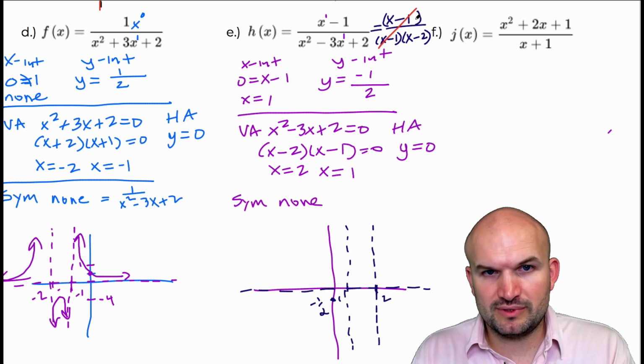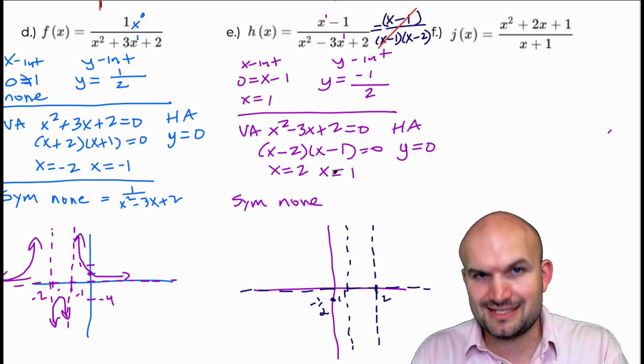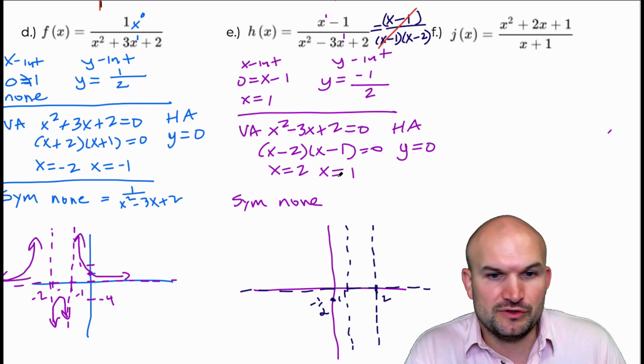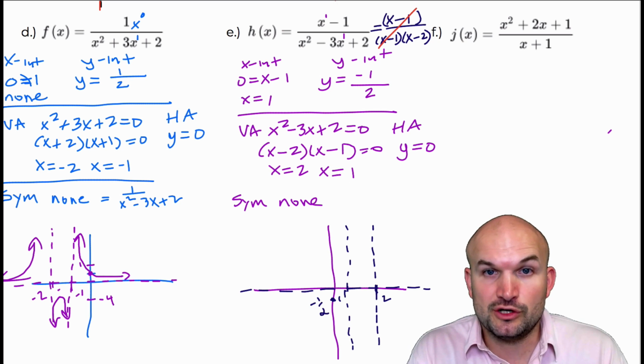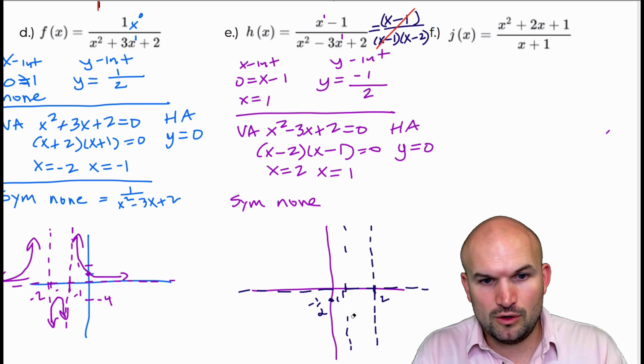So the issue is, it didn't make sense for me to have an x-intercept at 1 as well as a vertical asymptote at 1. You're going to have that issue, and you're going to notice there's a mistake there. So what happens is we don't have an asymptote here. We have a hole.